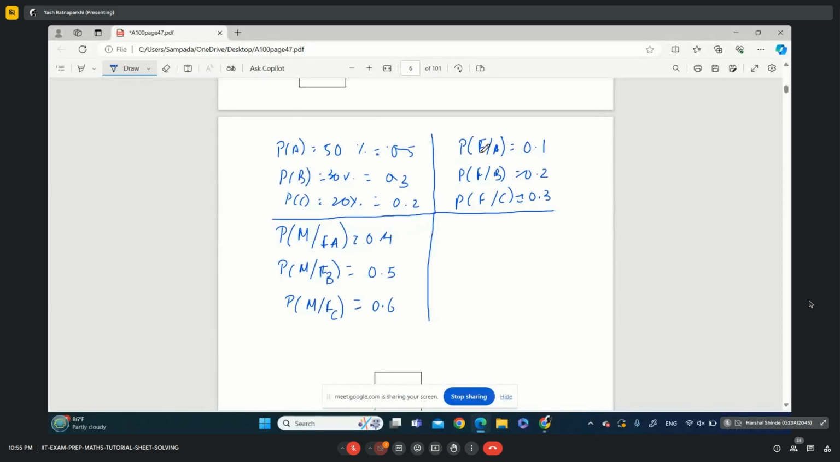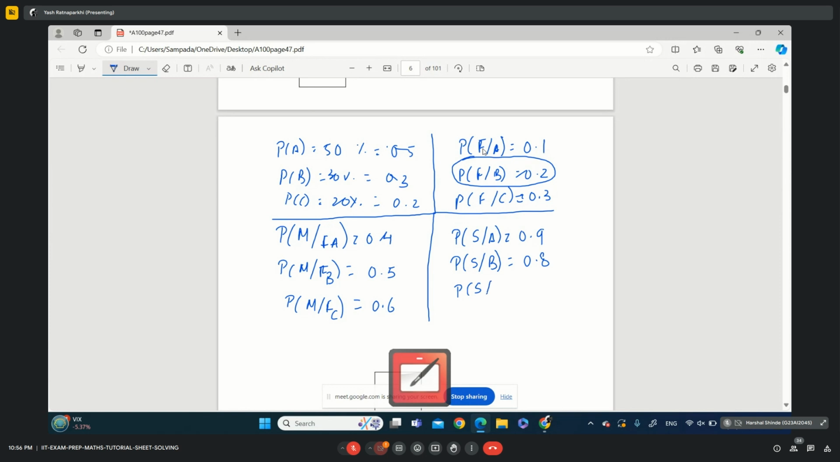So if we are given that failure from A is 0.1, then what is the success from A? Can I write it as 0.9? Am I clear till here? Yes, success of A. Second, failure related to B is 0.2, so success related to B is 1 minus 0.2, that is 0.8. Correct? And similarly, success related to C is 0.7.